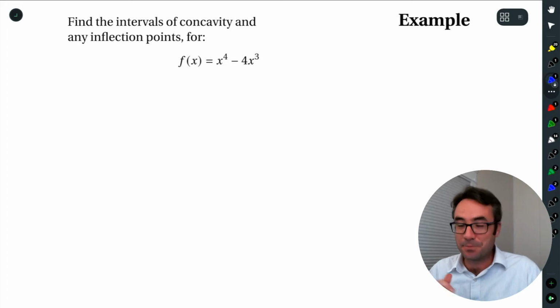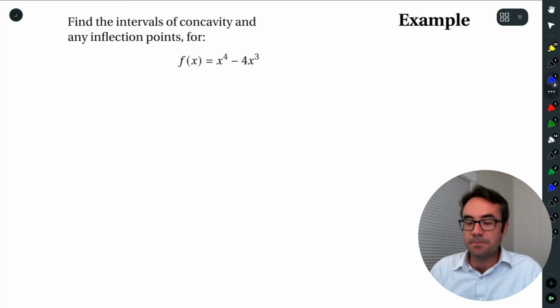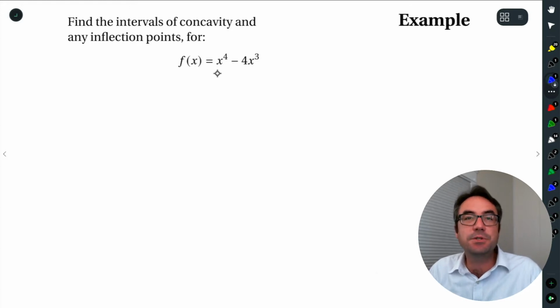Let's try an example here. We're going to find the intervals of concavity and the inflection point. So we're going to do it all for this function f of x equal to x raised to the power 4 minus 4x cubed. All right, so let's go through the process. Step 1, we actually want to find the second derivative.